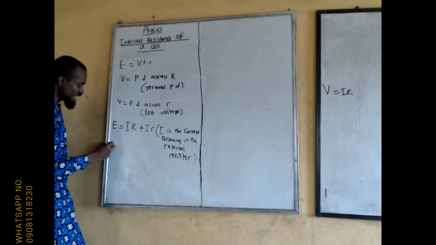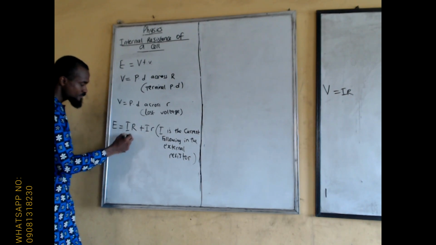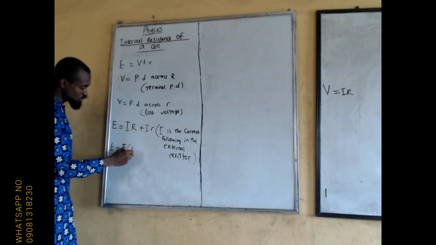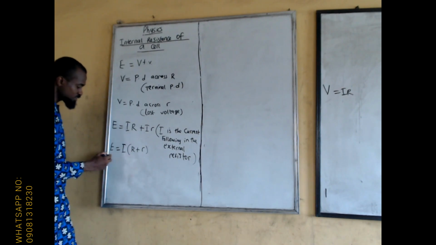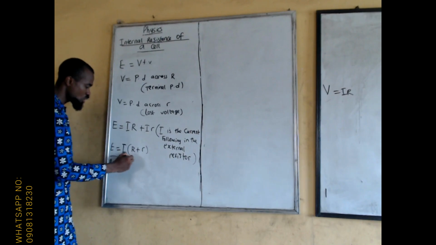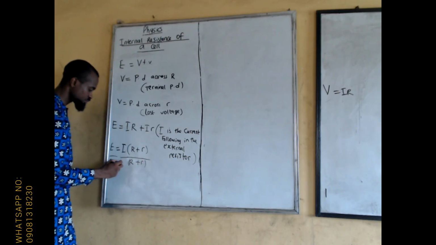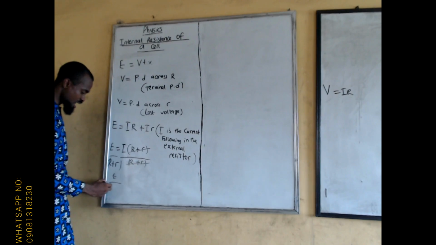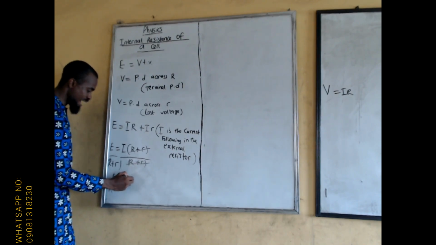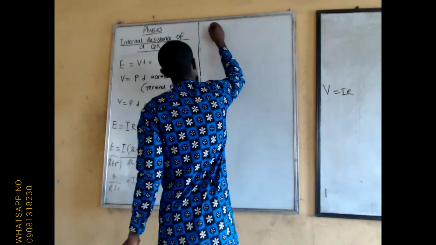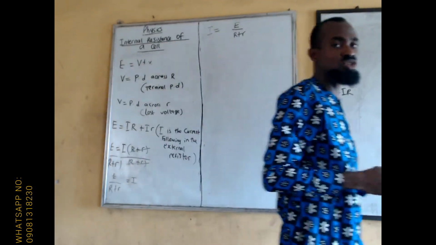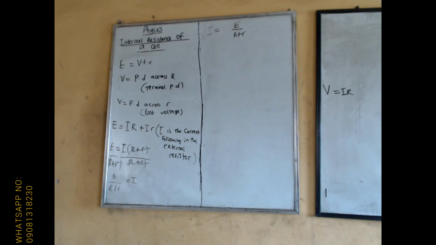Now you can modify this one to become E, collect items, factorize I rather, because you have I on both sides, so it becomes R plus r. Now you can divide both sides by R plus r over R plus r. This R plus r will strike out this. And you are left with E over R plus r equals I. Because it's an equation, it can be written as I is equal to E over R plus r, which is also essential. I is equal to EMF over big R plus small r.